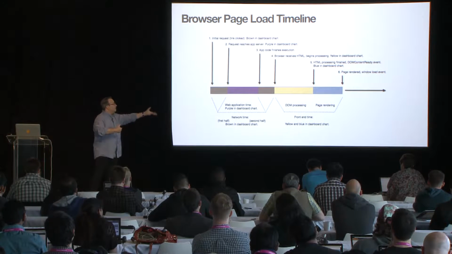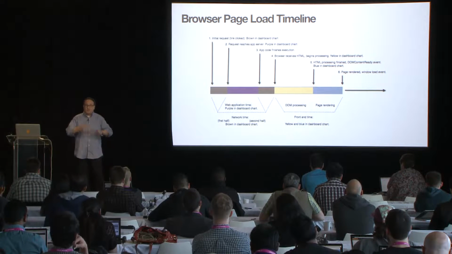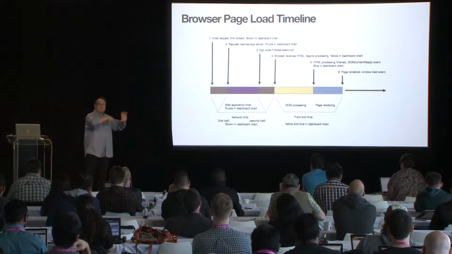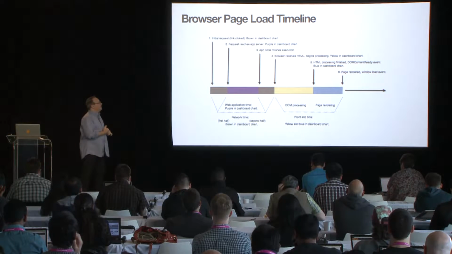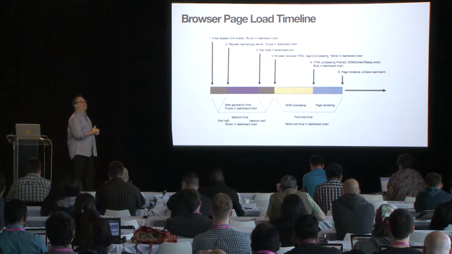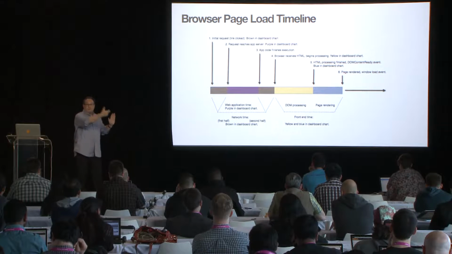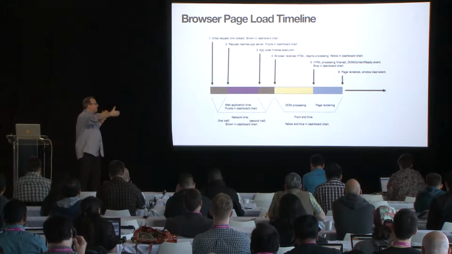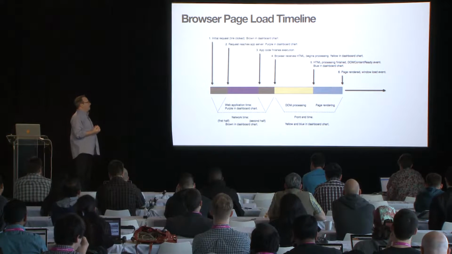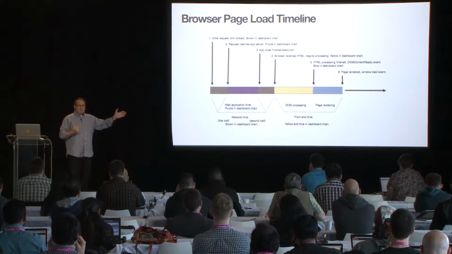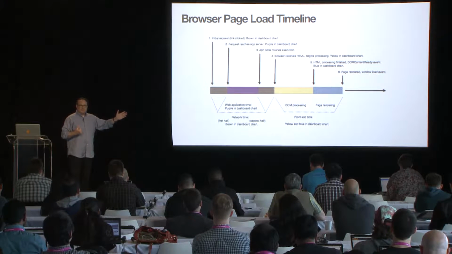So when the browser is done, it's going to fire a window load event. You can put JavaScript code in that event. The time that it takes to execute that code is also included in the page rendering time. And finally, at the end of the window load is when we stop the timer and we say, okay, the page is fully loaded. Any questions about that so far? Does that make sense? Okay, good.